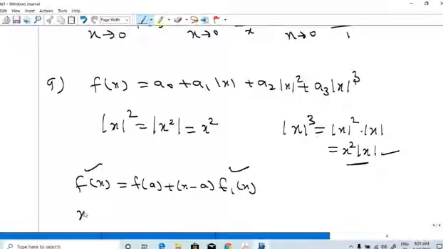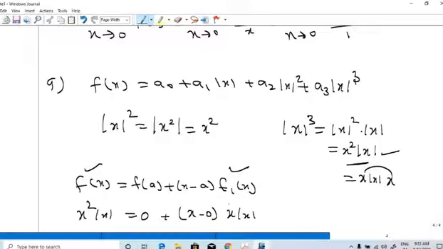Therefore, x square mod x can be written as f of 0, which is nothing but 0, plus x minus a, and again a is 0, therefore x times f1. We can choose f1 as x into mod x, because x square mod x is x times x mod x. Therefore, choose f1 to be x into mod x.